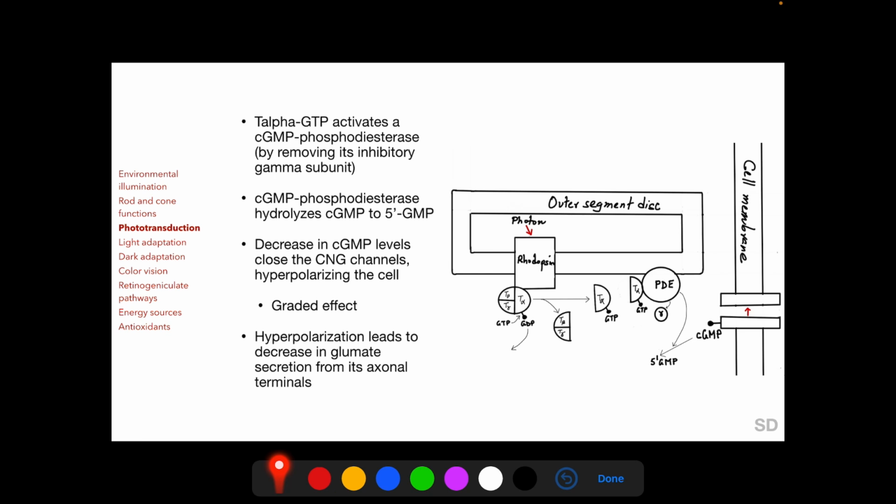As a result, there is a decrease in cyclic GMP levels, which closes the CNG channel, as a result of which the dark current decreases and the cell hyperpolarizes. And this hyperpolarization leads to decrease in glutamate secretion from the synaptic terminals of the photoreceptor. So again, counterintuitively, in the presence of a light stimulus, the CNG channel closes and the cell becomes electrochemically less active.